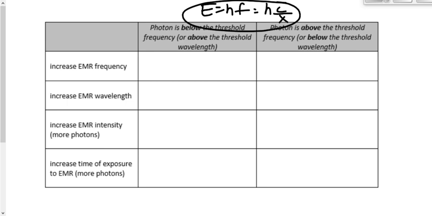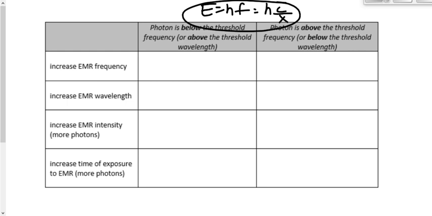So let's use this now. Let's use the observations and use this equation to kind of put it all together and say, yeah, these are the observations, and this is how we explain these observations here. So my first column, you can see, I've got for 4 different things that we do, what's going to happen if that photon is below what Einstein would call the threshold frequency, or that minimum frequency necessary to eject an electron.